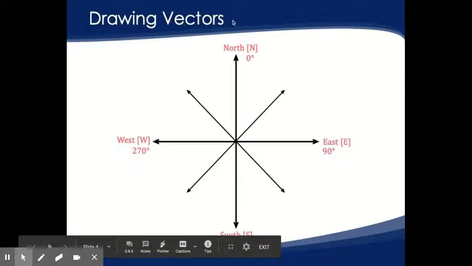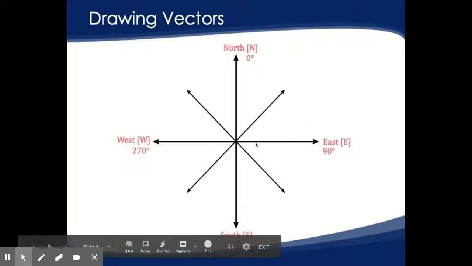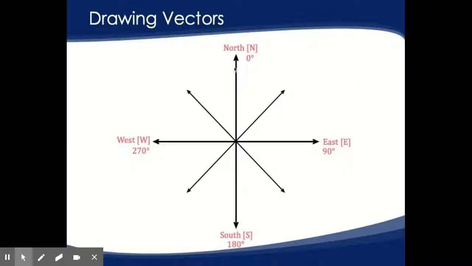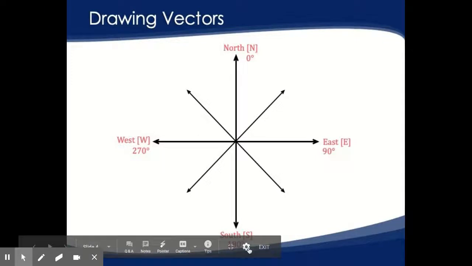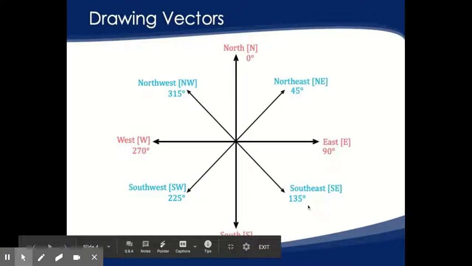So anyway, when you're drawing a vector, you're always going to compare it to your compass directions, right? The angles are very important in the description of where your line should be placed. So here we have north is 0 degrees, east is 90 degrees, south is 180 degrees, and west is 270. Then you have your directions in between those. Northeast is 45 degrees, southeast is 135 degrees, southwest is 225 degrees, and northwest is 315 degrees.